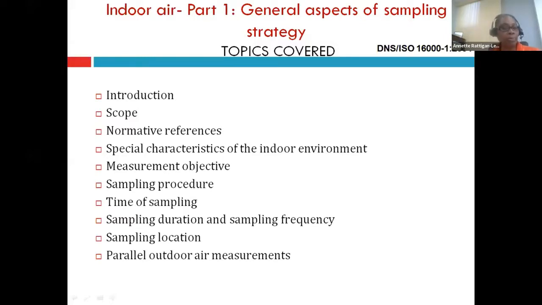Within the part 1 as well, there is indication with respect to the special characteristics of the indoor environment. And basically this speaks to planning for sampling and measuring strategy that you need to be cognizant of when working with this standard. The measurement objectives basically looks at what would trigger the need for a measurement. And in terms of the sampling procedure, this provides a guide on how to get the best measurements.